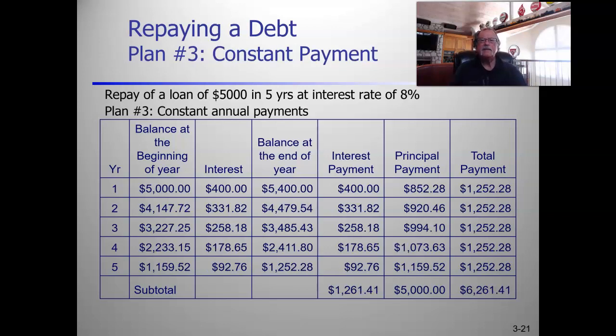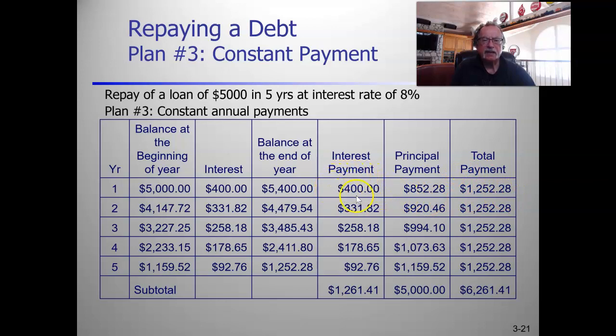Plan 3, we're going to make constant annual payments. And I'm going to tell you now that the constant annual payments are $1,252.28. In a couple weeks, maybe next week, I'm going to show you how to come up with that $1,252.28. But if you built an Excel model doing this, you would find that if you pay $1,252.28, that's what's known.